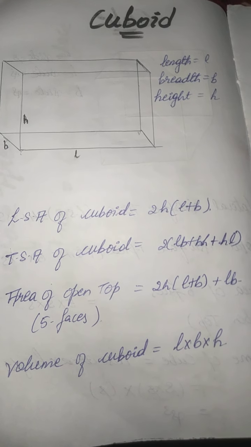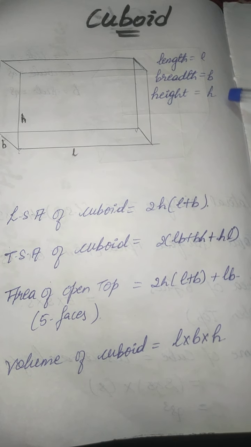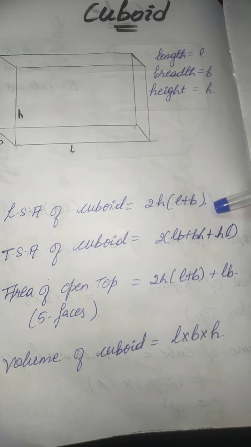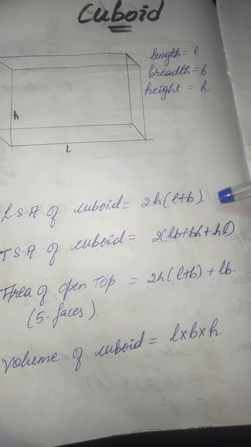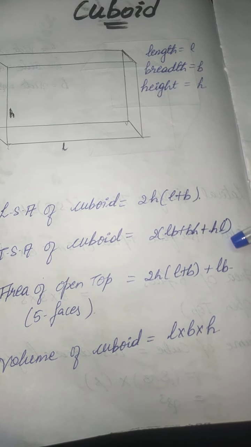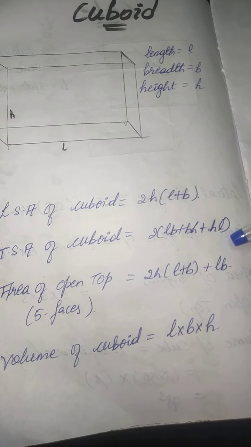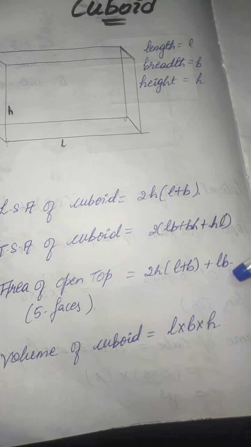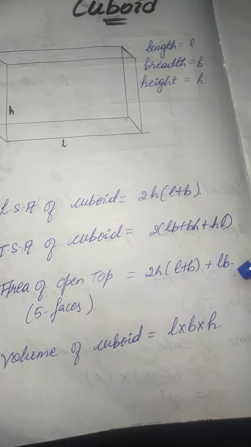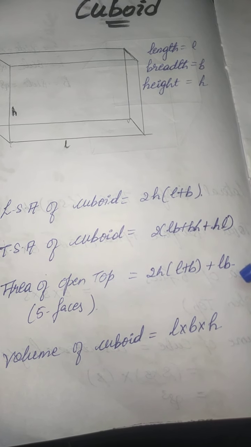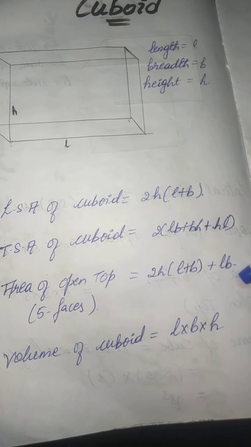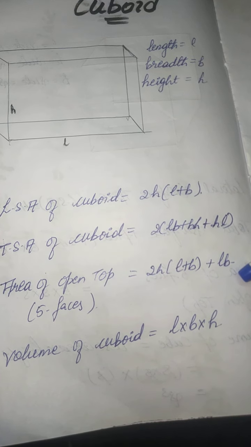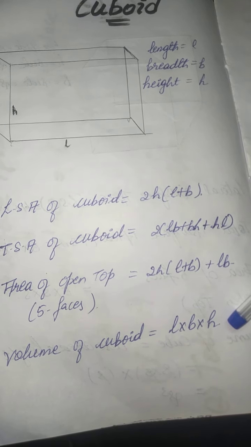If it is a cuboid, it is a length, breadth and height. LSA of a cuboid is 2h into L plus B. Total surface area is 2 into LB plus BH plus HL. If it is an open top, it means 4 walls and ceiling, or 4 walls and basement, for the swimming pool or your bathtub. Here it is 2h into L plus B plus LB. Volume of a cuboid is L into B into H.